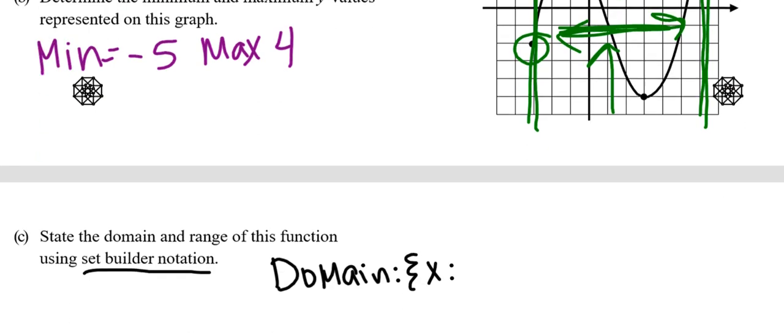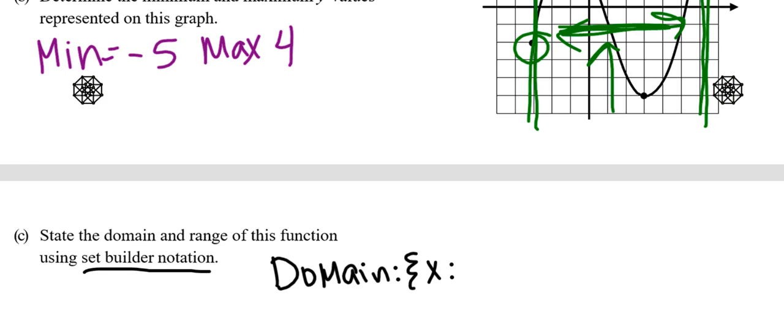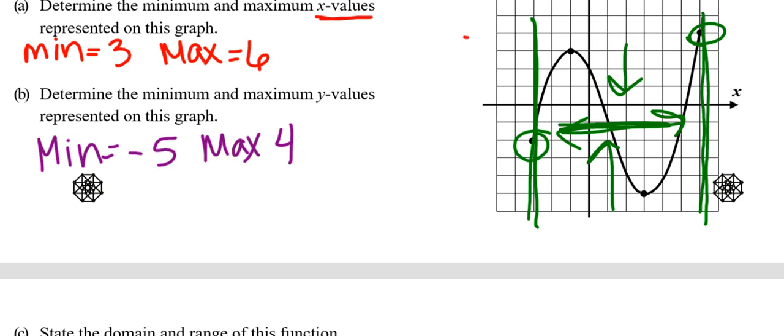So when you write it, you would write domain is all the values of x such that, so my minimum is -3, and it has to go greater than that. So I'm going to have -3 less than or equal to x, which is less than or equal to 6. Because that means your domain is all your points in between -3 and 6. So all your x values between -3 and 6.